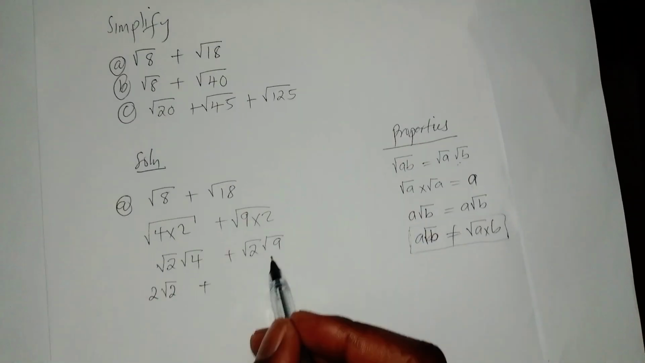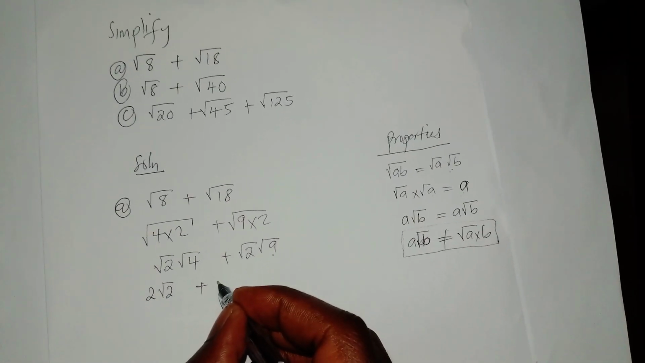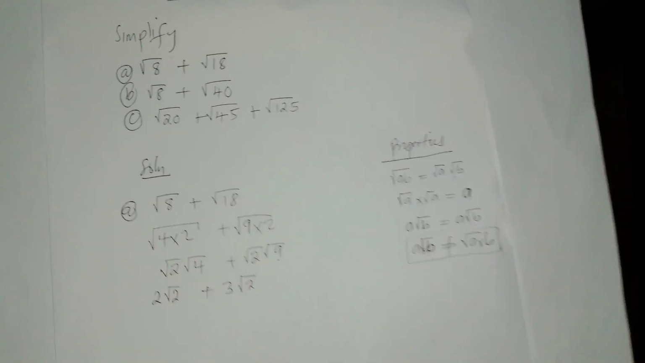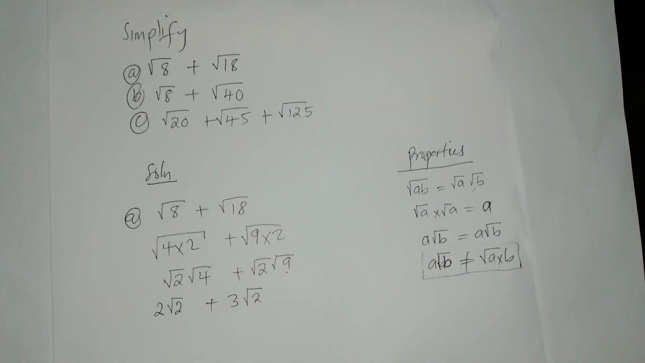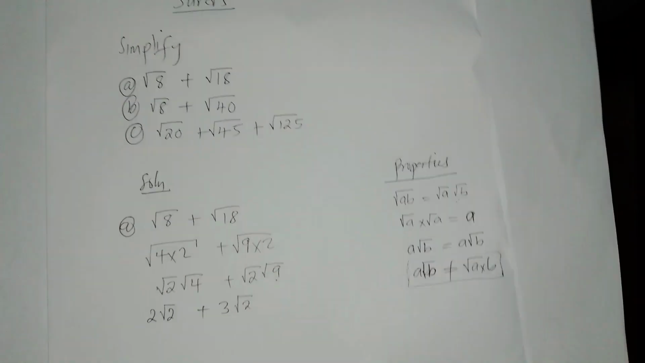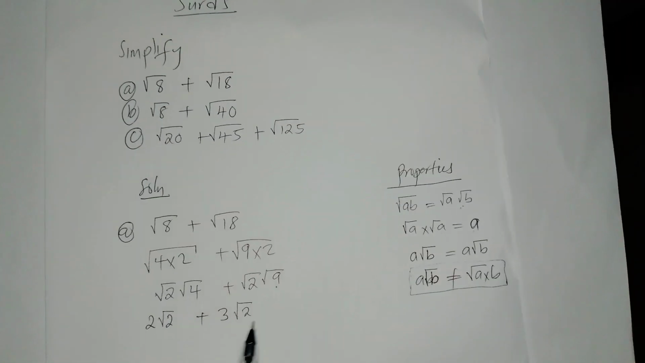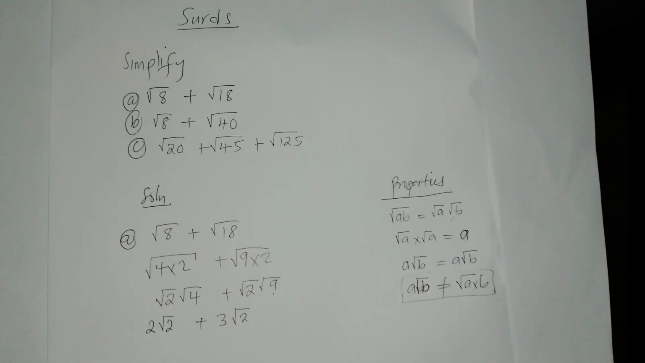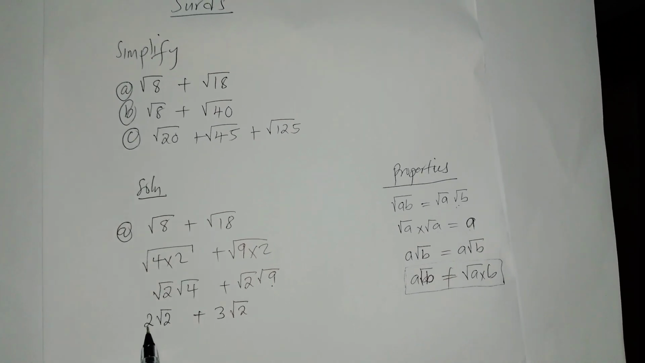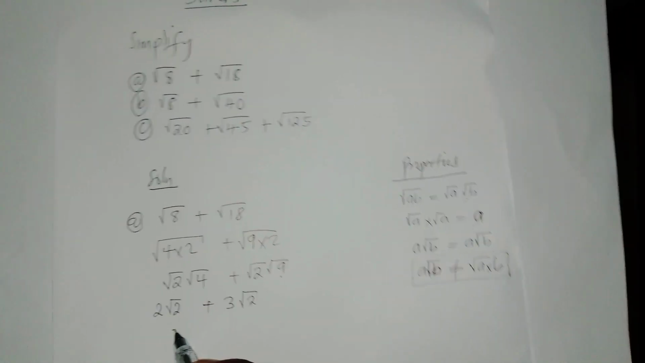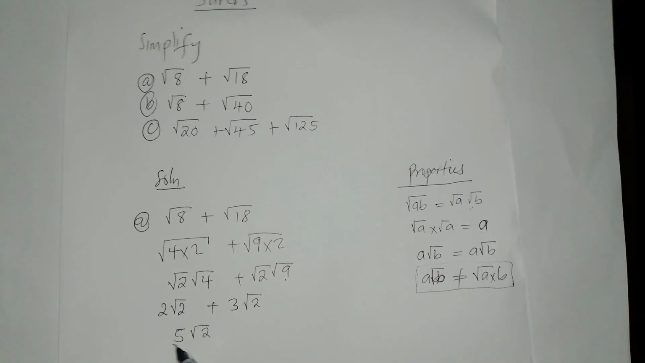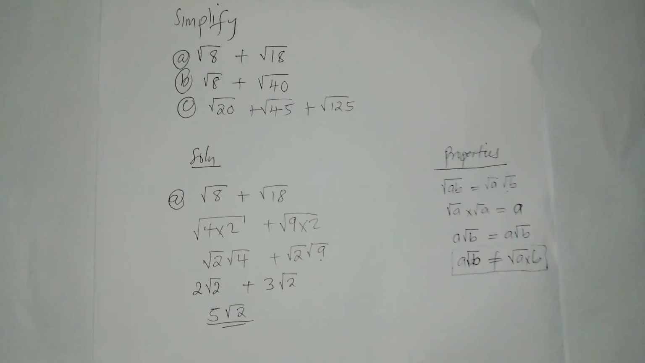The square root of 9 is 3, so 3 times this, you're going to get 3 root of 2. If the roots are the same, then we can add the numbers in front of them and maintain the root. So 2 plus 3 gives us 5, then root of 2. That's how you can simplify that.